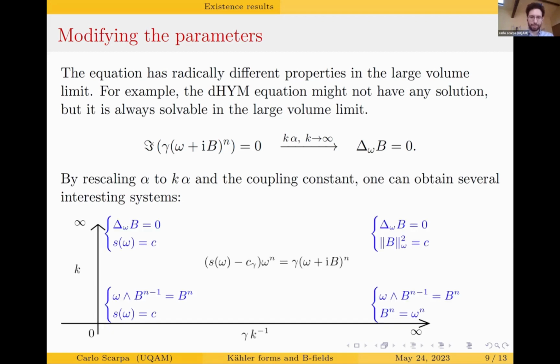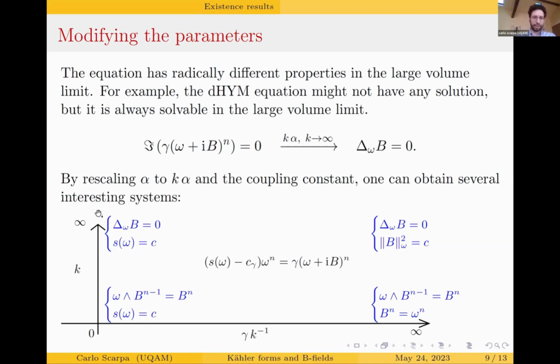Just to show very briefly what happens, if you rescale both k and the coupling constant, you find a lot of different equations actually. Here on the upper left corner, this is just the large volume limit, so k is going to infinity, and we are letting the constant gamma times k to the -1 fall to 0, essentially. Of course, there might not always be solutions of the constant scalar curvature equation.